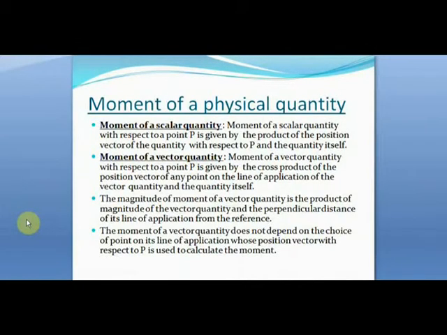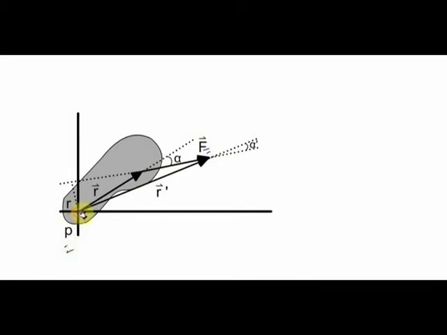Now we will define the moment of a vector quantity. Moment of a vector quantity with respect to a point P is given by the cross product of the position vector of any point on the line of application of the vector quantity and the vector quantity itself. So let's see this first with the help of an animation. So here we have a vector quantity f, and we want to find its moment with respect to a point P. This is our point P.